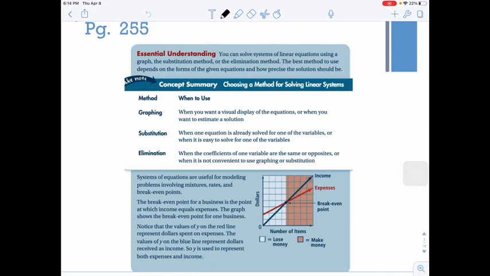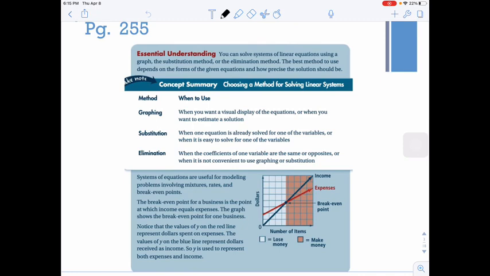substitution method, or the elimination method. The best method to use depends on the forms of the given equations and how precise the solution should be. You can choose graphing when you want a visual display of the equations or when you want to estimate a solution. You can choose substitution when one equation is already solved for one of the variables or when it is easy to solve for one of the variables.